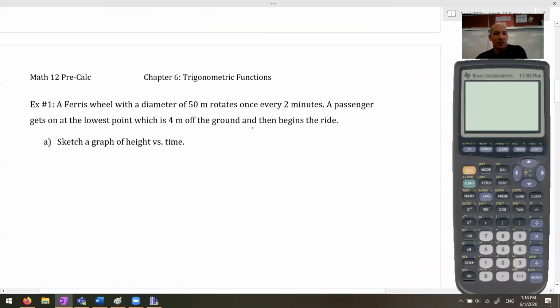Okay, so anyway, let's look at example number 1. A Ferris wheel with a diameter of 50 meters rotates once every 2 minutes. A passenger gets on at the lowest point, which is 4 meters off the ground, and then begins the ride. So you've got this Ferris wheel sort of thing. This is a terrible sketch, I'm just giving a rough little thing. They're going to get on here at the lowest point, and then they're going to start spinning around and around.